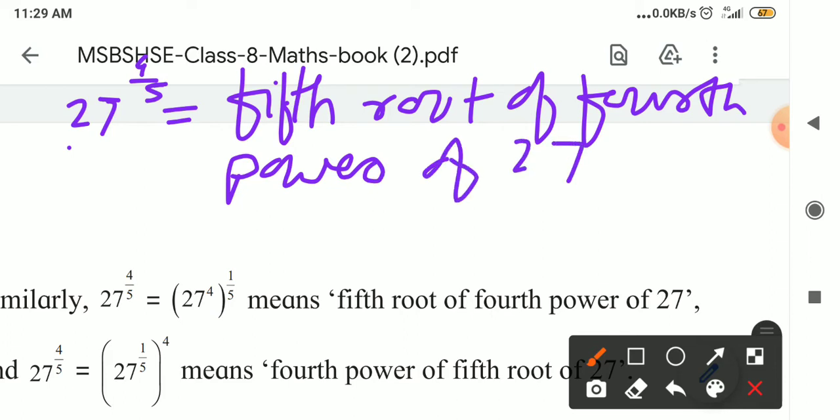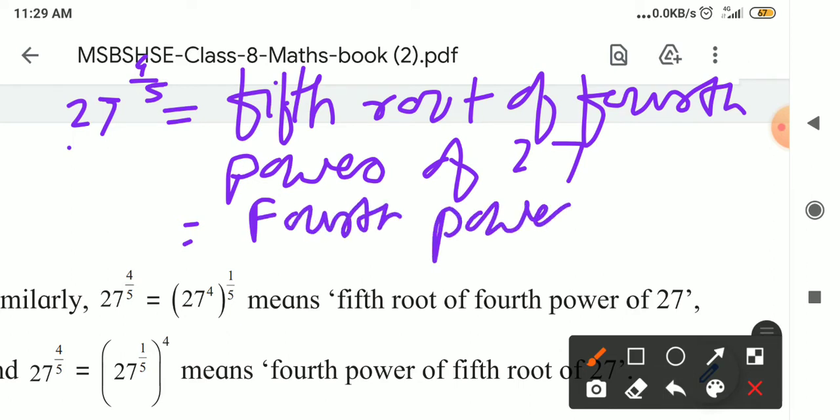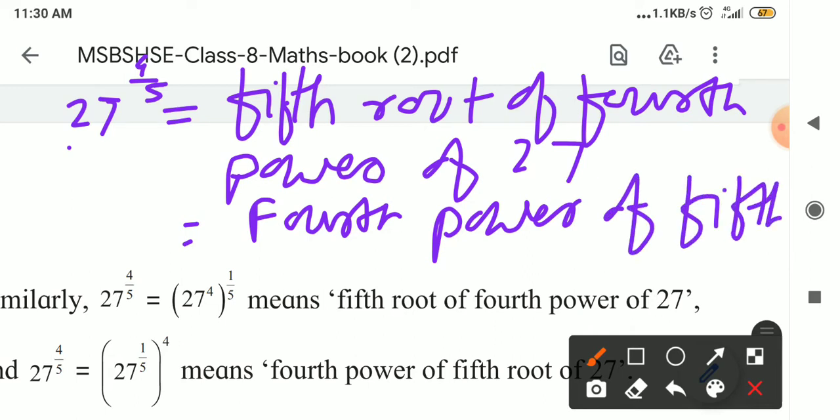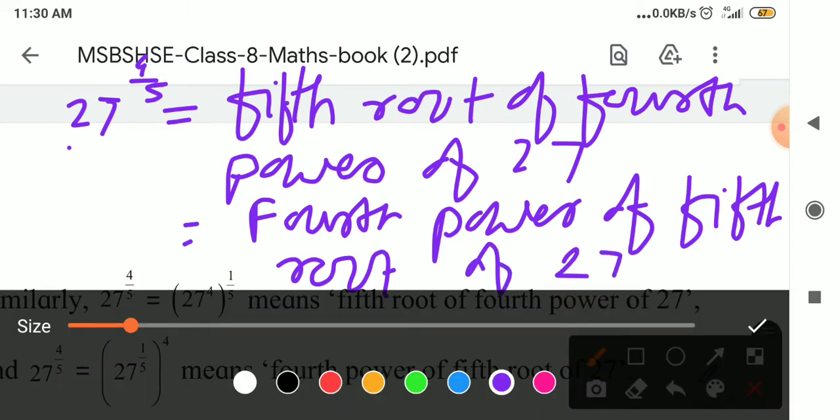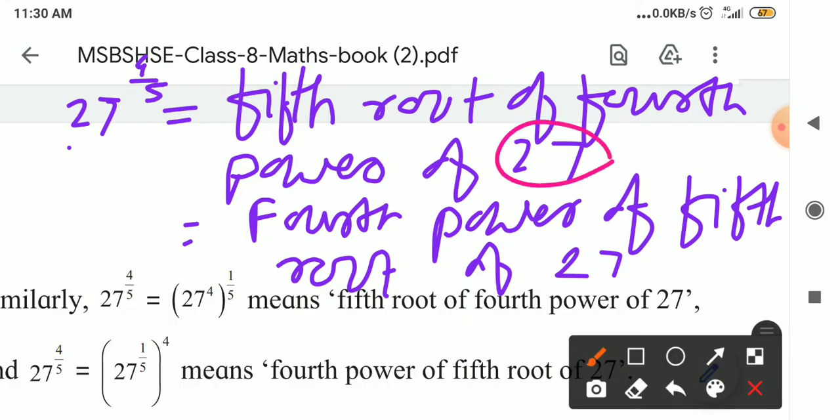27. And another method: I take this one at first. The fourth power of the fifth root of 27. The base is not important, we write it at last only. The reading is important, but when reading we only have to change the fifth root.